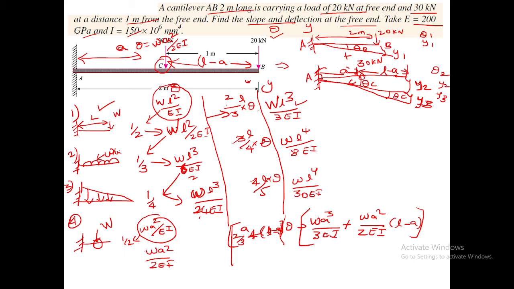So 2/3 L times theta. So 2/3 times A up to A. So the remaining distance is L minus A. So plus (L minus A) times theta, multiplied with the slope. So you can get the deflection at the middle point.